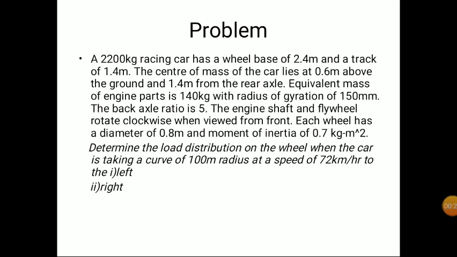The problem is: a 2200 kg racing car has a wheel base of 2.4 meter and a track of 1.4 meter. The center of mass of the car lies at 0.6 meter above the ground and 1.4 meter from the rear axle. Equivalent mass of engine parts is 140 kg with a radius of gyration of 150 mm. The back axle ratio, which means gear ratio, is 5. The engine shaft and flywheel rotate clockwise when viewed from front. Each wheel has a diameter of 0.8 meter and a moment of inertia of 0.7 kilogram meter square.